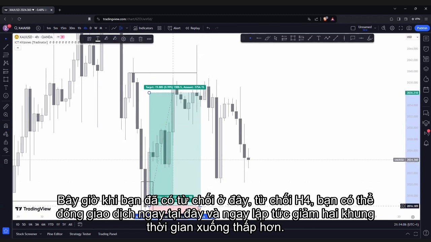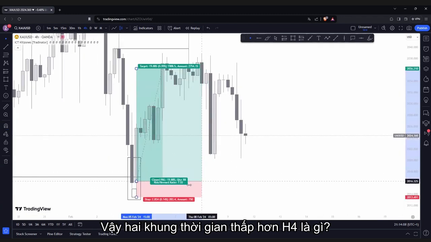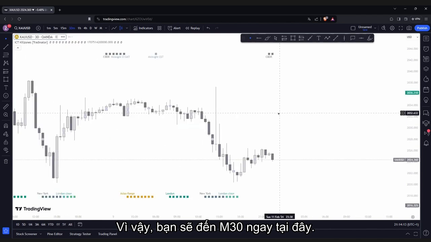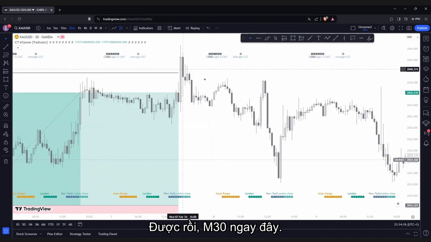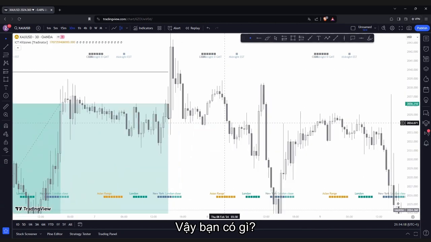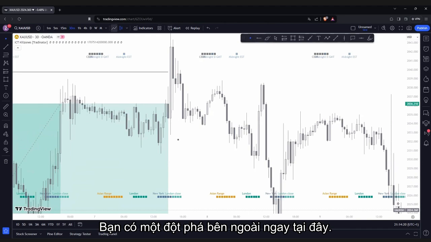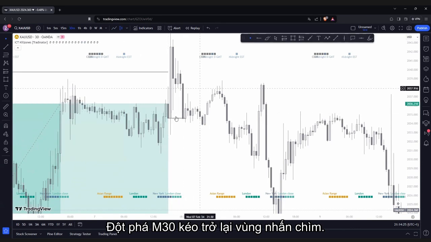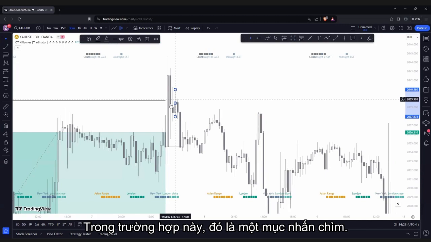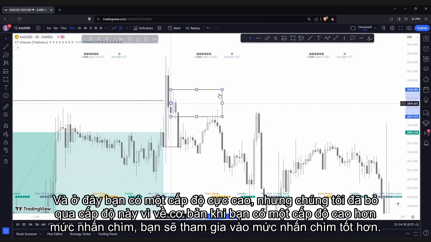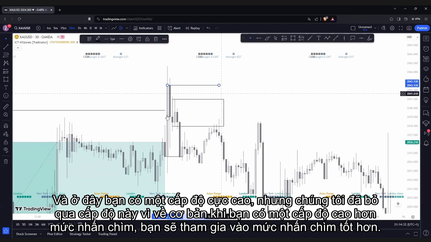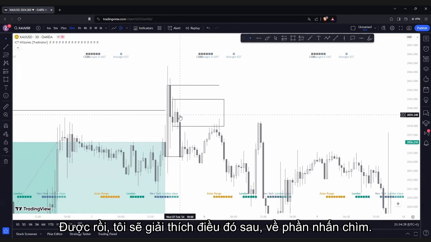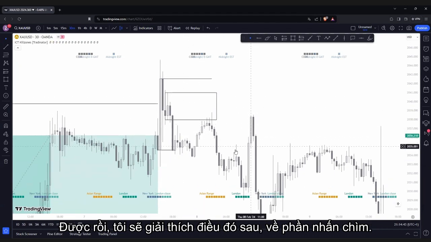Once you have the H4 rejection in here, you can close the trade right here and instantly drop 2 time frames lower. 2 time frames lower than H4 is M30. So you go to the M30 right here. You have an external breakout, M30 breakout, pulls back to the engulf. In this case, it was an engulf entry, and here you have an extreme level, but we entered off of this one because when you have a level above the engulf, you enter on the engulf. I'm going to explain that later on in the engulfing part.